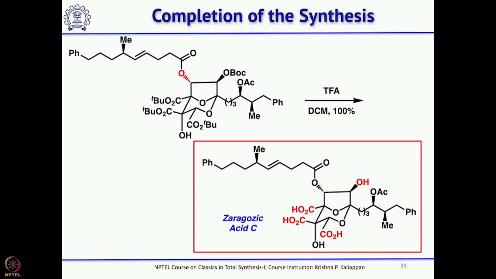So what is left is to remove all the protecting groups. What are the protecting groups? There are 3 tertiary butyl groups which should be hydrolyzed to get the corresponding tricarboxylic acid, and also there is one tertiary butyl oxycarbonyl group. So these can be easily removed using trifluoroacetic acid condition. So that was done to obtain the natural product called Zaragozic acid C.